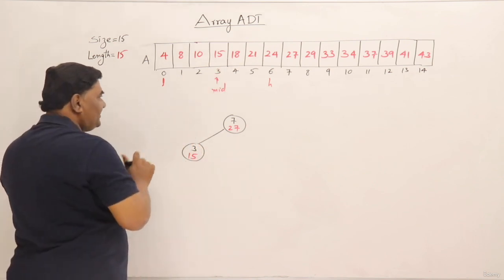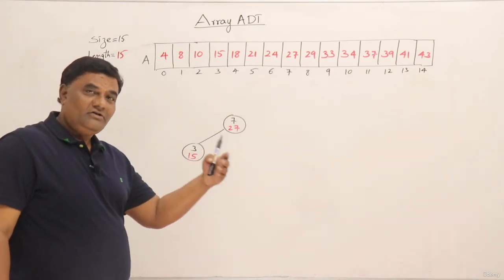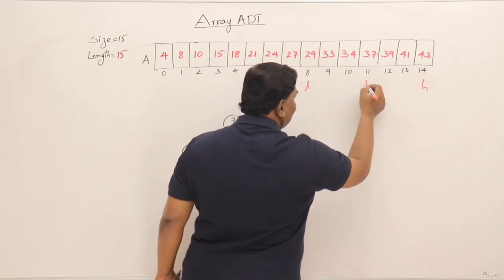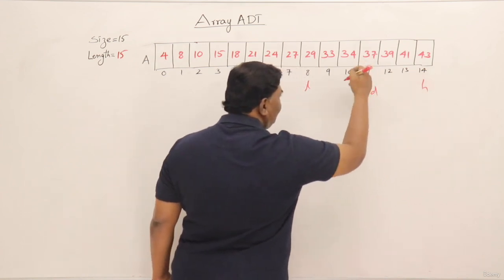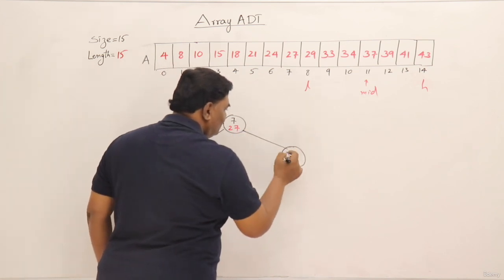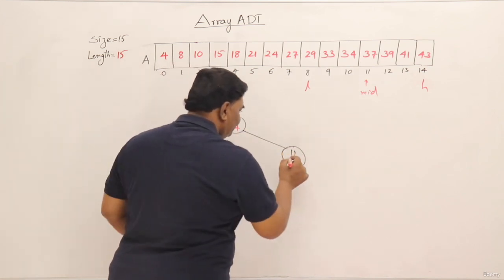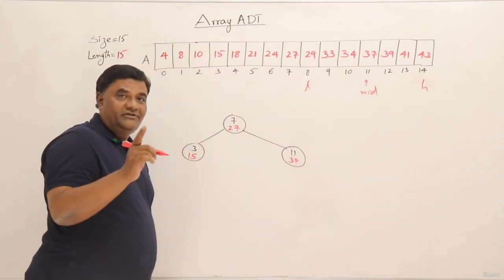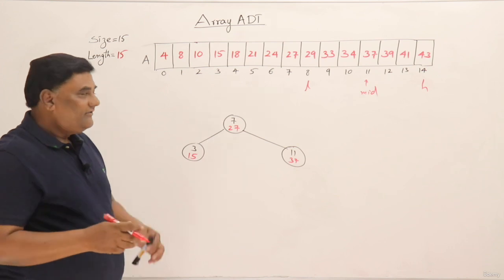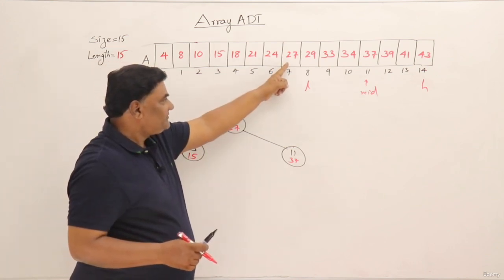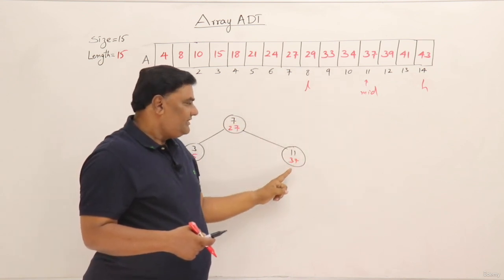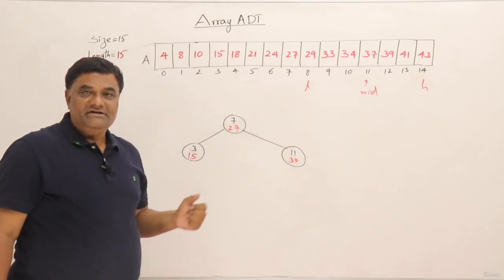If we are checking for an element on the right hand side, then low will be this one and high will be this one, and this we will get as the middle, that is index 11 and the element is 37. So if you are searching for 37, it will be found in just two comparisons. First we check index 7, that is 27. The element 37 is greater, so go on the right side, take the mid, we get this mid, and the element will be found in two comparisons.